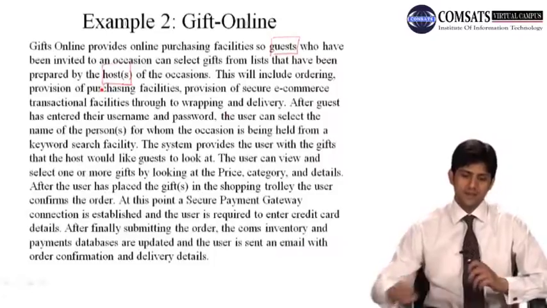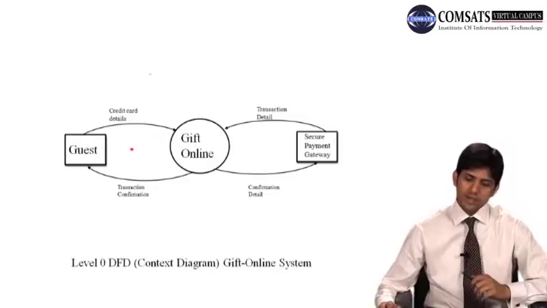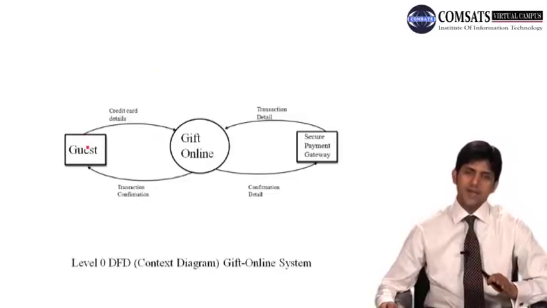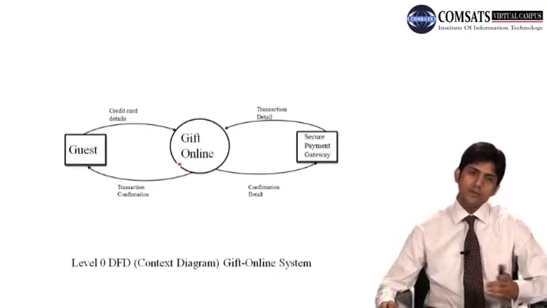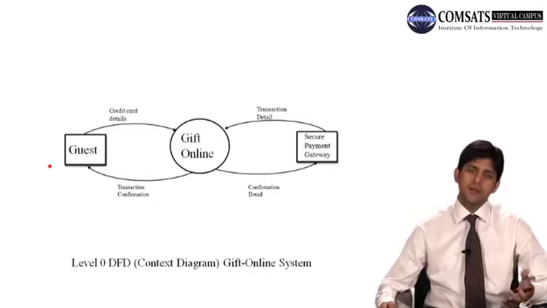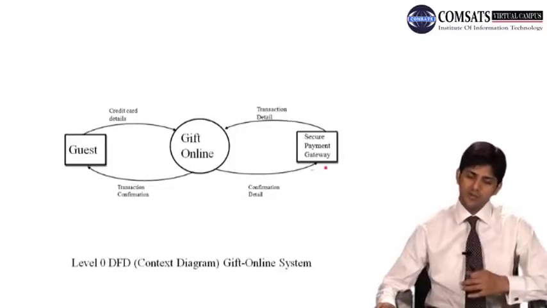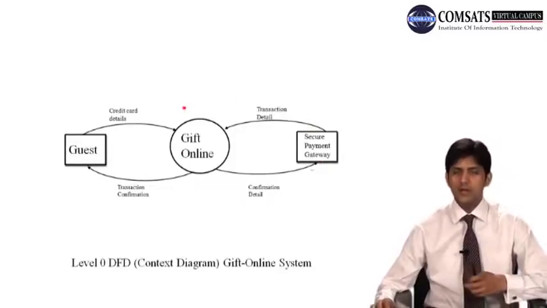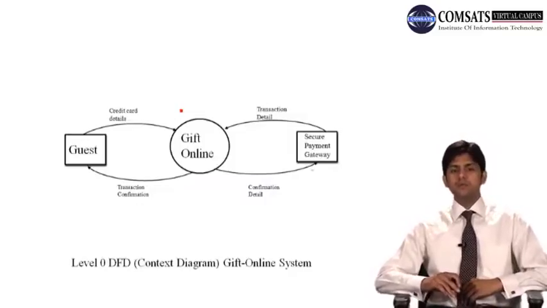Okay, so we know that we have one entity, that is the guest, and the guest is sending information to this gift online system, which is credit card details. And what is going back to the guest is the transaction confirmation. Then there is this payment, in which confirmation details go from gift online to the secure payment gateway, and what comes back is transaction details. Now another possible entity that could have been there was basically the host.